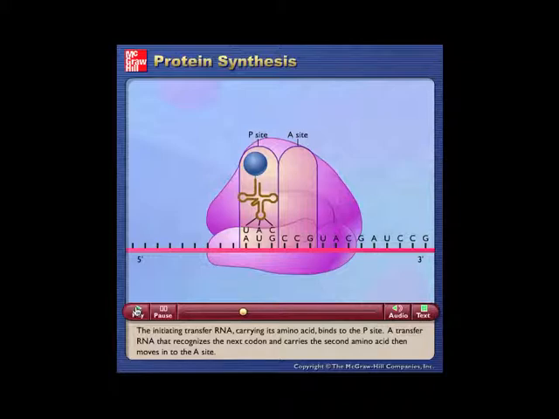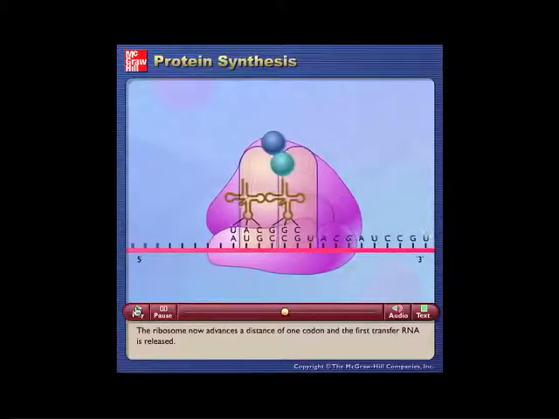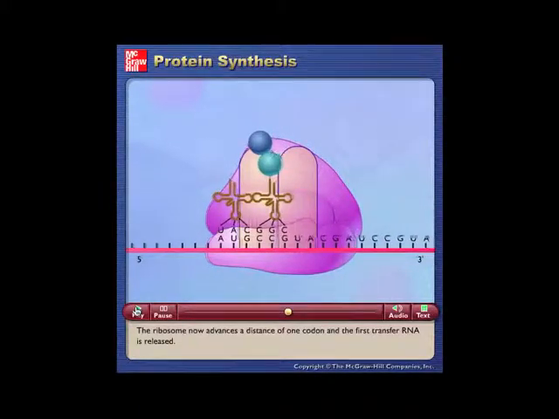The initiating transfer RNA, carrying its amino acid, binds to the P site. A transfer RNA that recognizes the next codon and carries the second amino acid then moves into the A site. The amino acid carried by the transfer RNA in the P site is then joined to the amino acid carried by the transfer RNA that just entered the A site. The ribosome now advances a distance of 1 codon and the first transfer RNA is released.